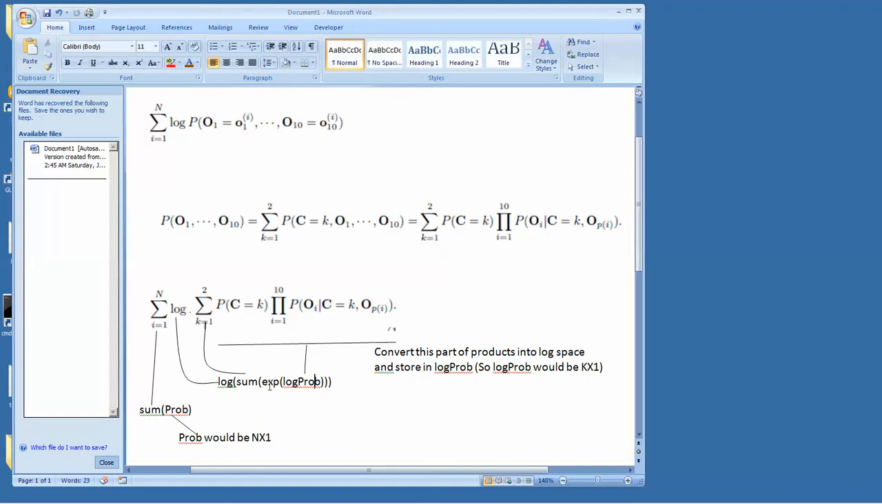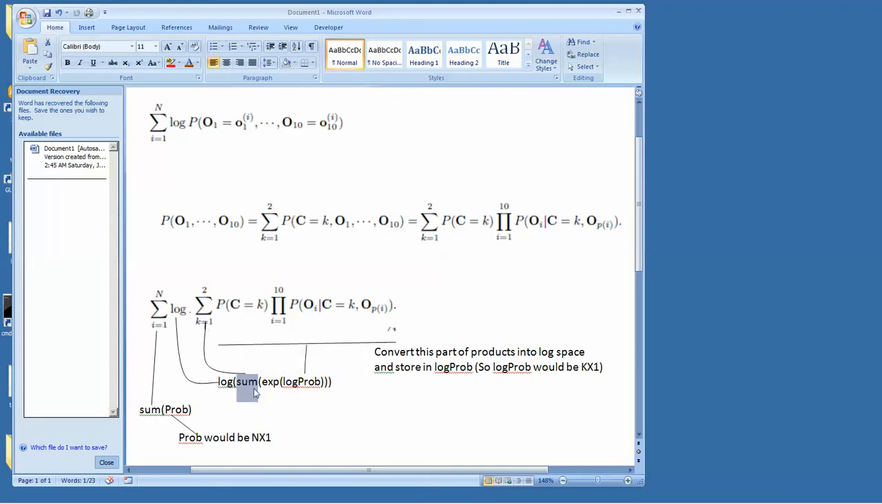Okay, great, we got that. Then why are we exponentiating it back? Because if you look at your formula here, it just says P of O1 comma all the way till O10, and there is no log in the formula for this part. So you exponentiate it back so that you're moving from log space back to the normal space. That's what this part is: the exponentiation of log prob. Now, what are you summing? Remember we said log prob is k by 1, so you want to sum over all classes, k equals 1 to 2. That's what that sum is.